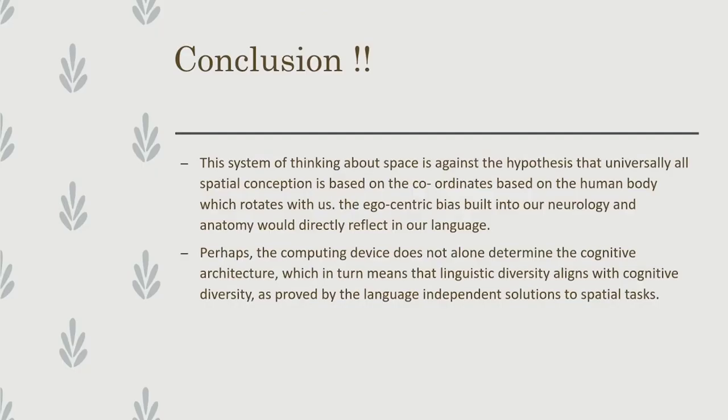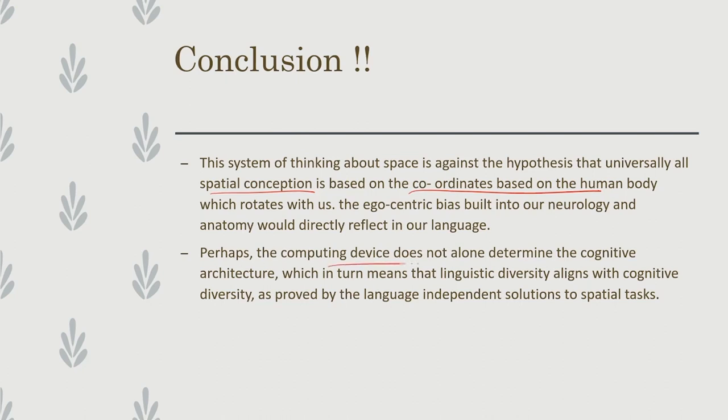So, what is the take home lesson from this study? The system of thinking about space is against the hypothesis that universally all spatial conception is based on coordinates based on the human body. This basically rejects the idea that all spatial conception, all spatial schemata, is body based. It is not always body based. In fact, there are various kinds of other centric coordinates that are perfectly usable, and they are used in spatial cognition.